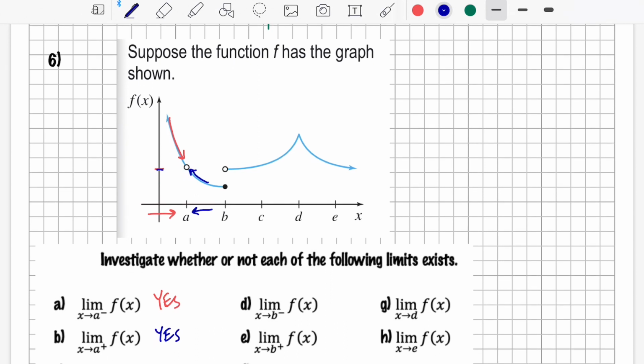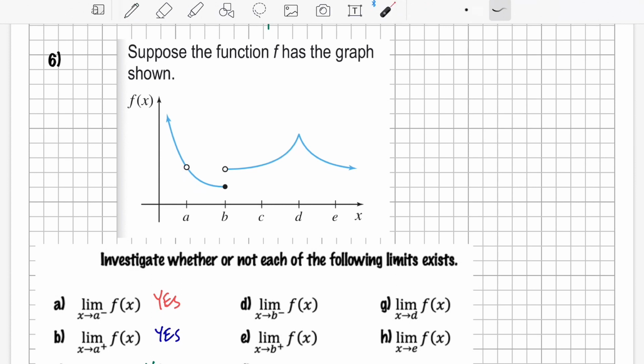Okay. Now, for this one, it says x approaches a. It doesn't tell you from the left or from the right. So that means you have to check both left and right. And if I go back, notice that from the left and right, they're approaching the same y value. And therefore, we can say that the limit exists. Yes. Okay, now, let me erase this so it won't get all crazy.